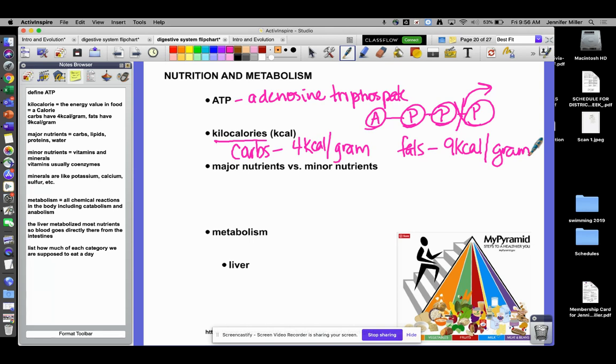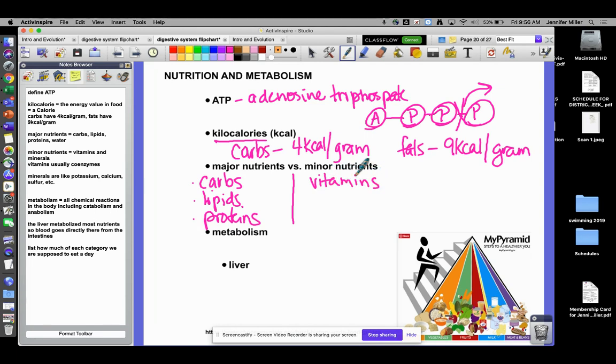The other things that it usually records on a package label are nutrients. So I'm just going to go over major nutrients and minor nutrients. Major nutrients are the things that you see: carbs, lipids or fats, and proteins. Those are our major nutrients. And we know by chemical digestion, carbs get broken down into monosaccharides, lipids into fatty acids and glycerol, and proteins into amino acids.